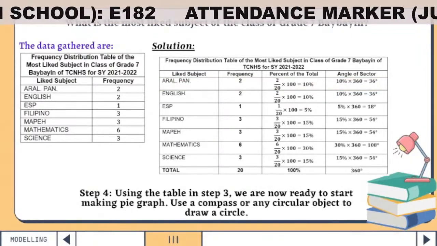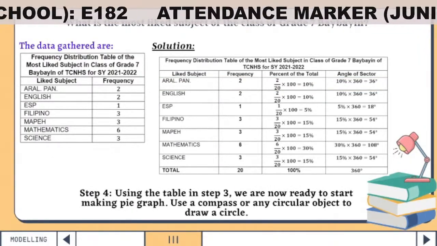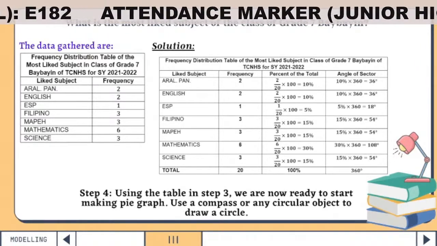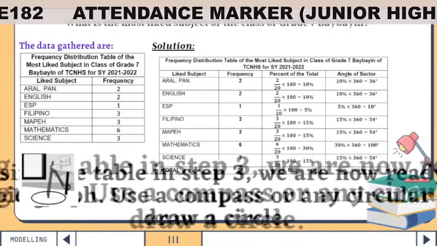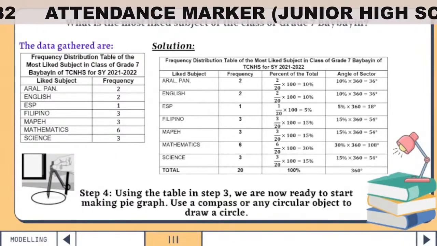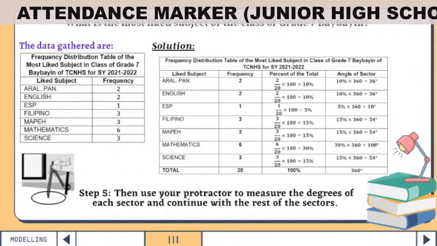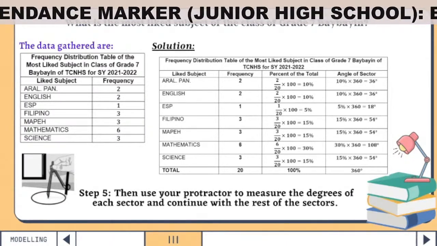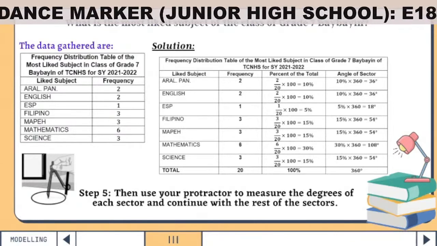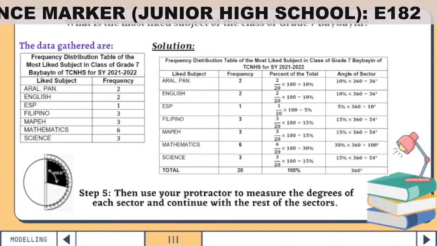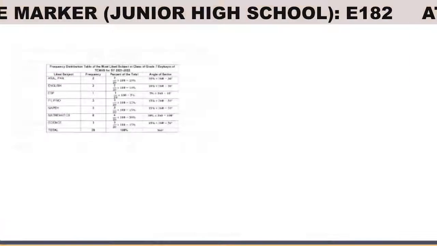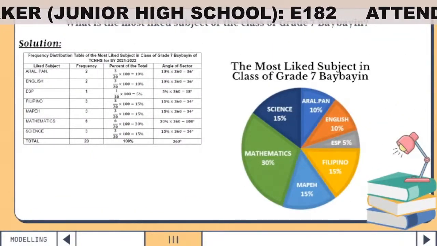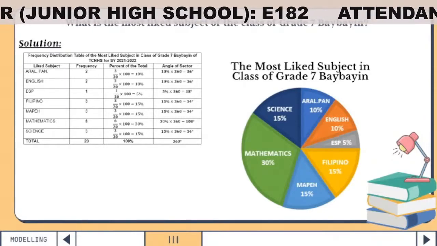Step 4. Using the table in step 3, we are now ready to start making the pie graph. Use a compass or any circular object to draw a circle. We do it as shown in the picture. Step 5. Use your protractor to measure the degrees of each sector and continue with the rest of the sectors. Here is how we do the first sector. Then finally, finish up by labeling each sector with the percentage and the name of each data.